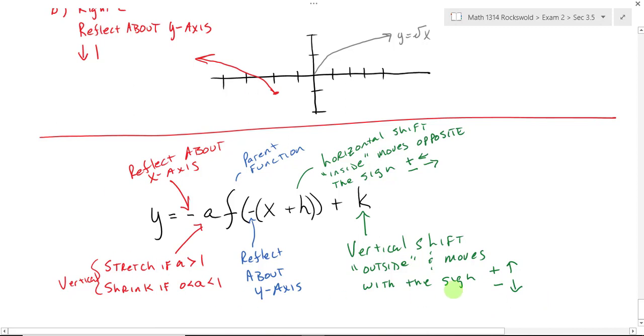Now this summarizes almost all of the transformations that we talked about today. I would put this on a note card and carry it around with you, and whenever you have a spare minute, study, just pull it out and look at it. And this wraps up section 3.5.